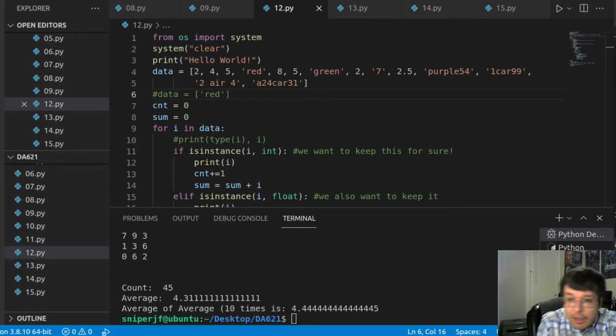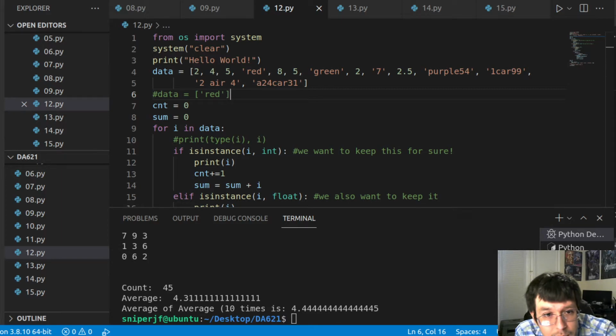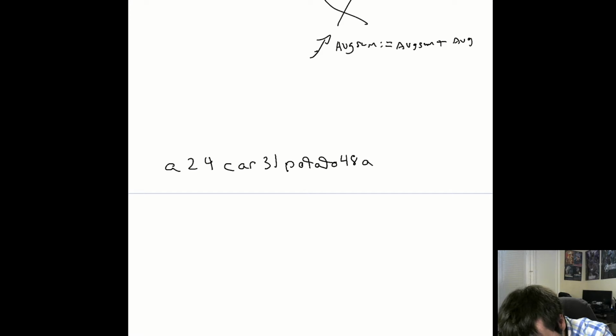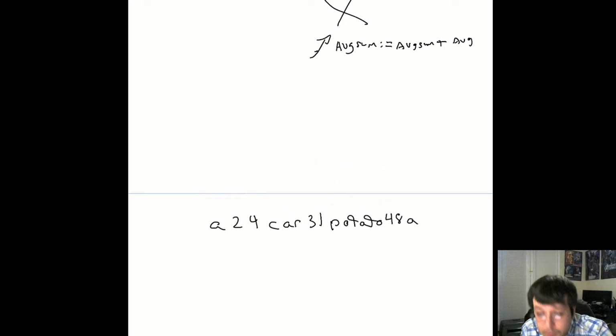So I'll switch over to the iPad in a second, but let me copy that down, okay? So let me copy the word A24car31. Okay, that's the one we're trying to work with. In fact, I'll do a bigger example based off of that. So maybe like potato48A.